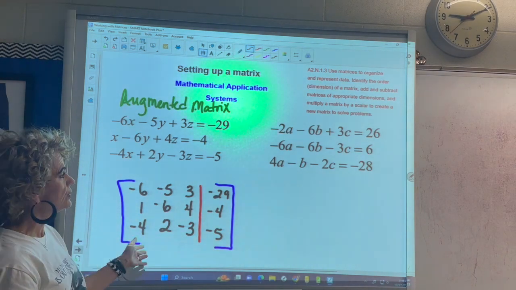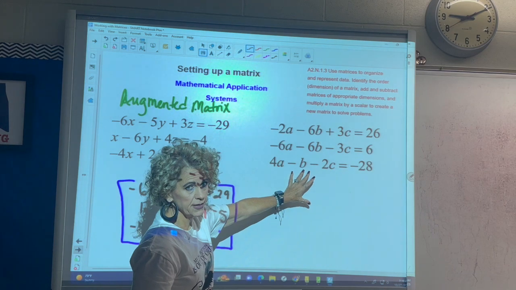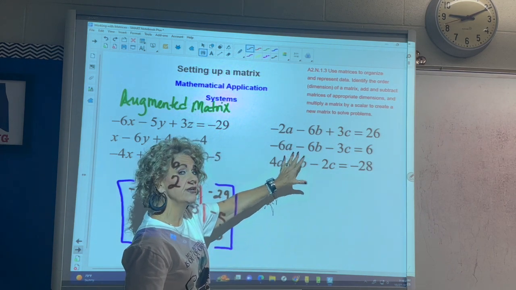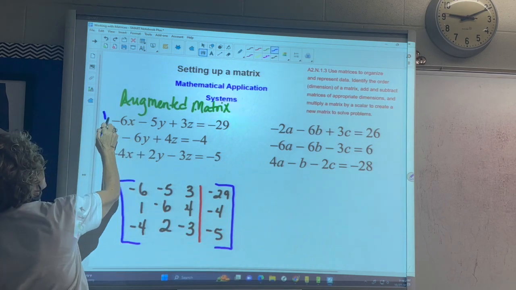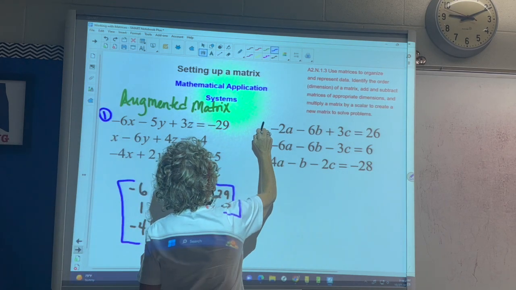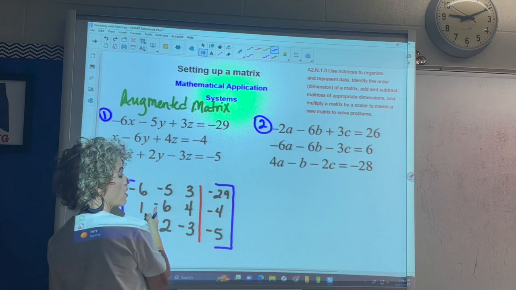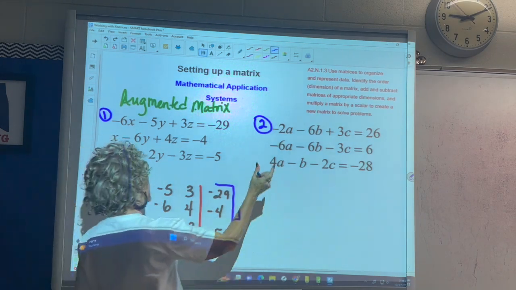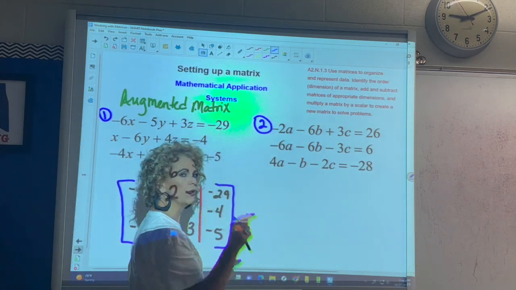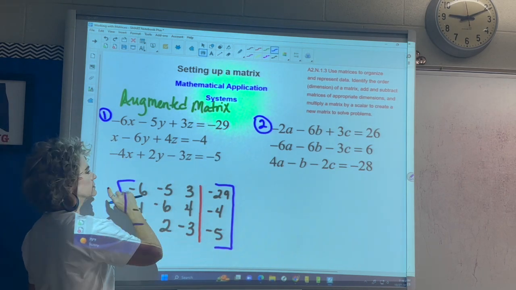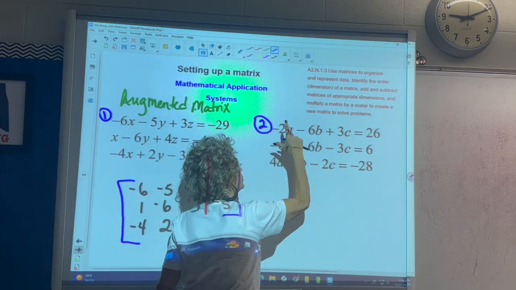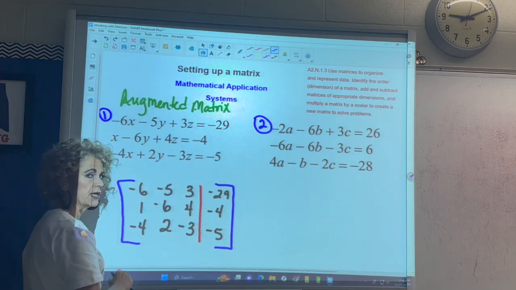Now what I want you to do is set this augmented matrix up. Be sure that you have it in your journals. So we're gonna actually number these. This is gonna be number 1. I expect you to have number 1 as an example in your journals, but I expect you to have number 2 in your journals. Okay, you write down the equations. This is your problem. Number 2, this is your problem, and you set up the matrix.